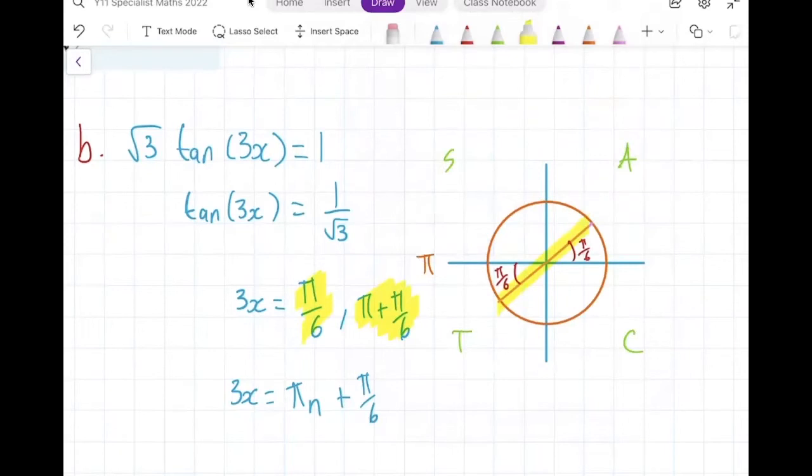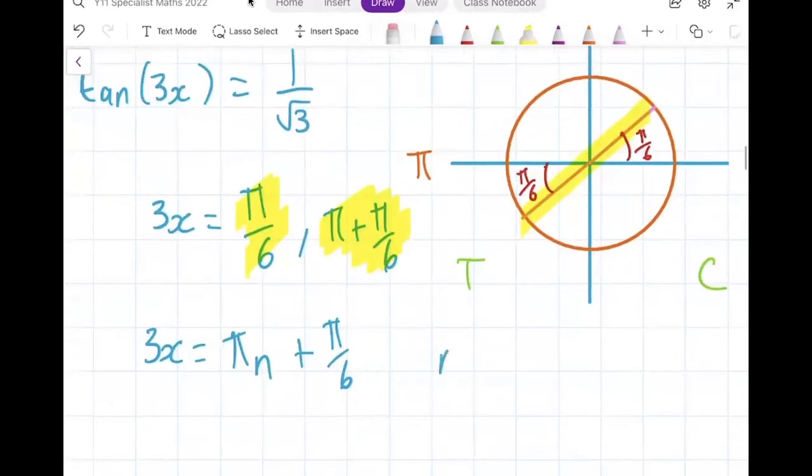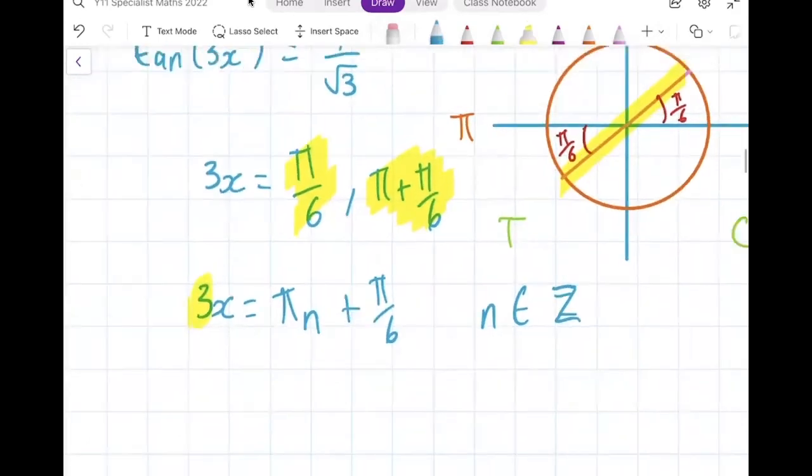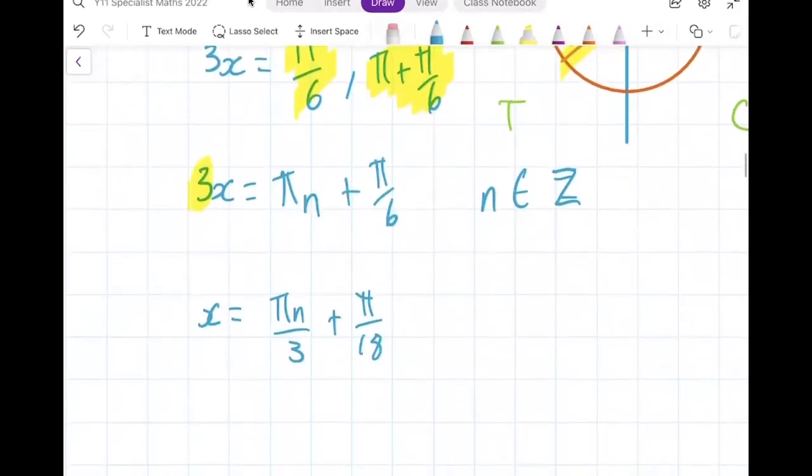So if I do this, that gives me this angle here. And I should have written this before as well, where n is an integer. So we're only going to have whole number values for n. Now, if I start cleaning this up, because the difference here is I have a 3x, I want just to find the solution, or the general solution of x. So that means x is going to equal pi n on 3 plus pi on 18.